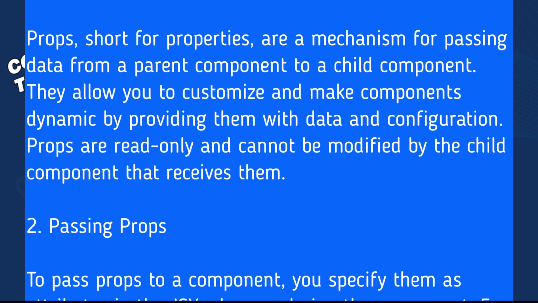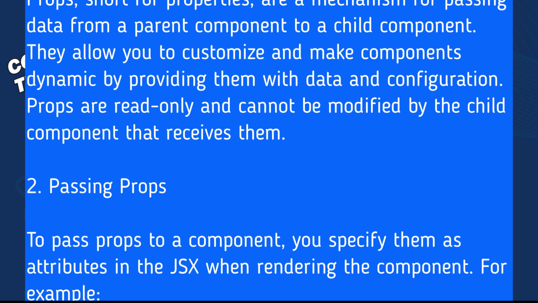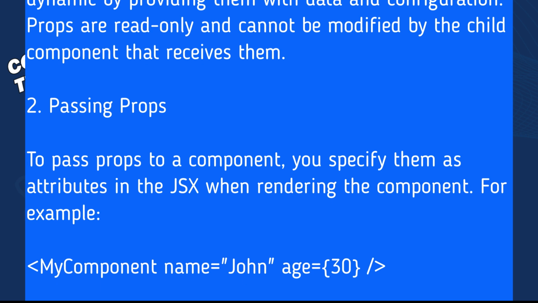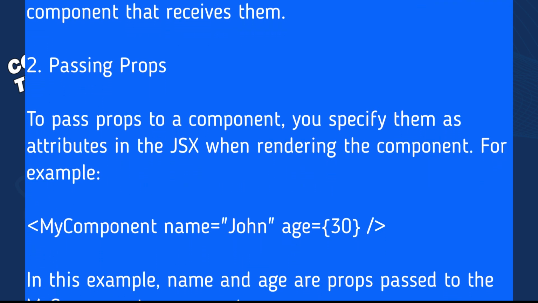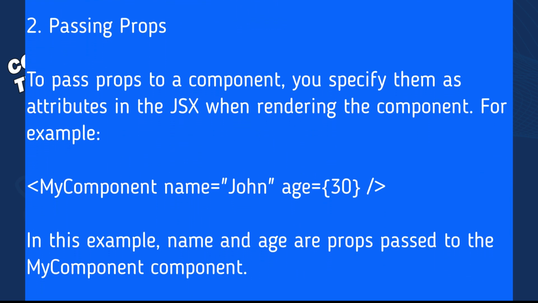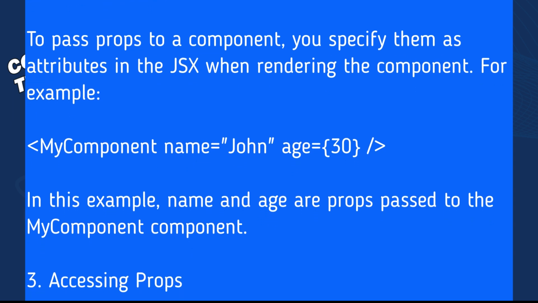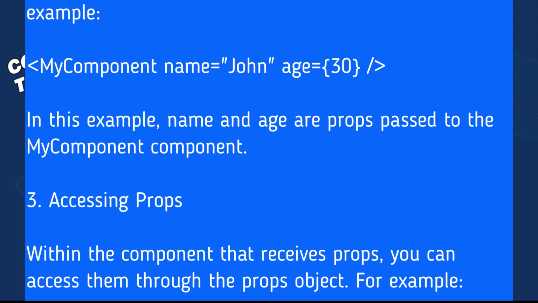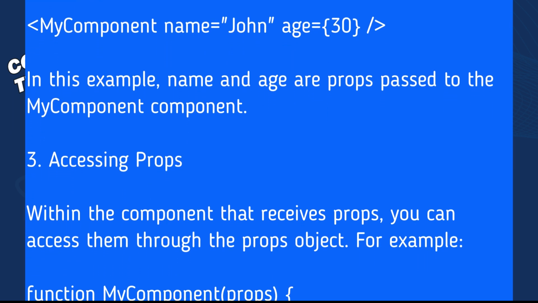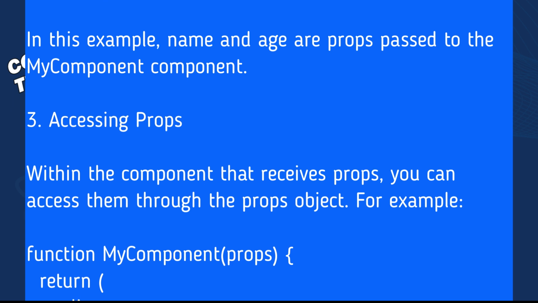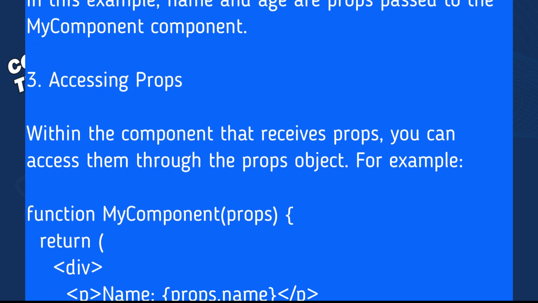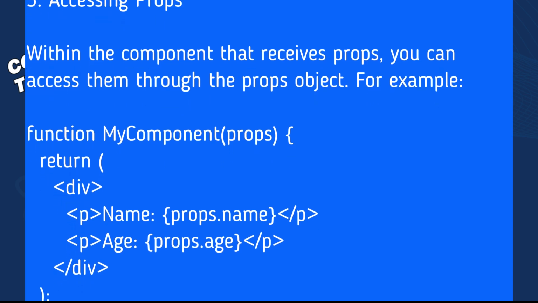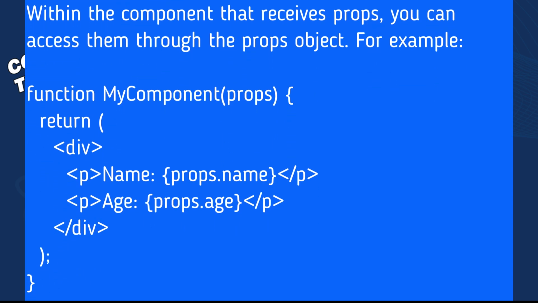2. Passing props. To pass props to a component, you specify them as attributes in the JSX when rendering the component. For example, <MyComponent name="John" age={30} />. In this example, name and age are props passed to MyComponent. 3. Accessing props. Within the component that receives props, you can access them through the props object. For example, function MyComponent(props) { return <div><p>Name: {props.name}</p><p>Age: {props.age}</p></div> }.